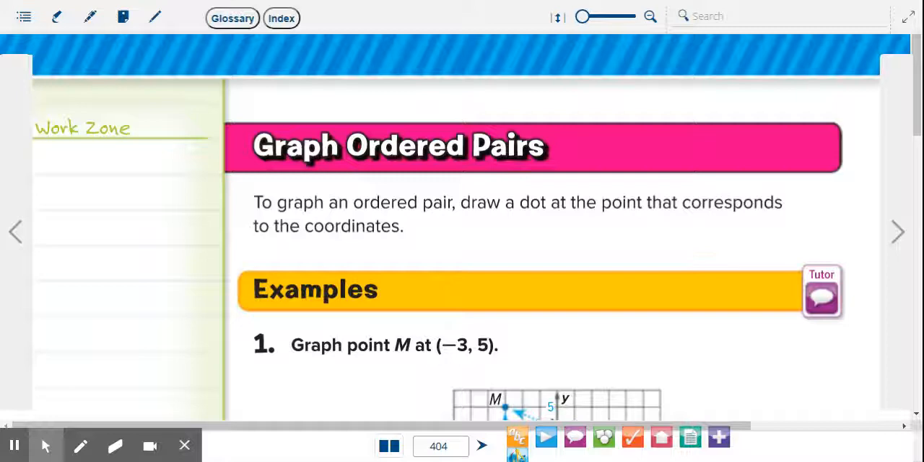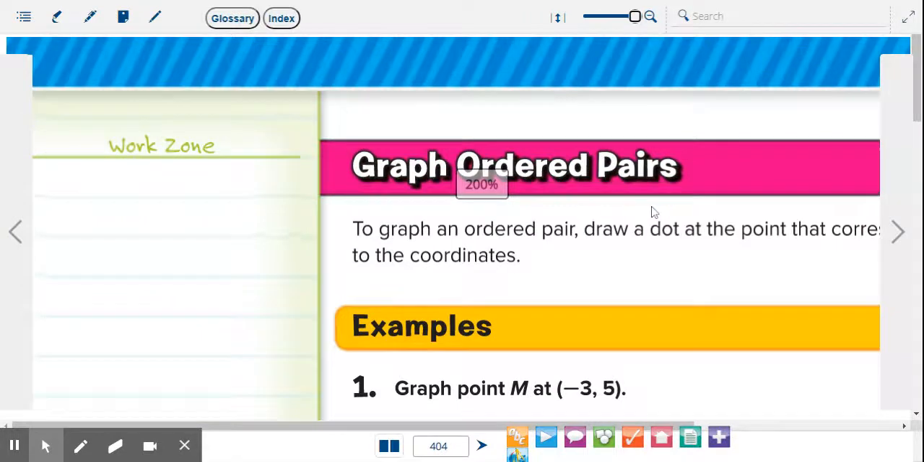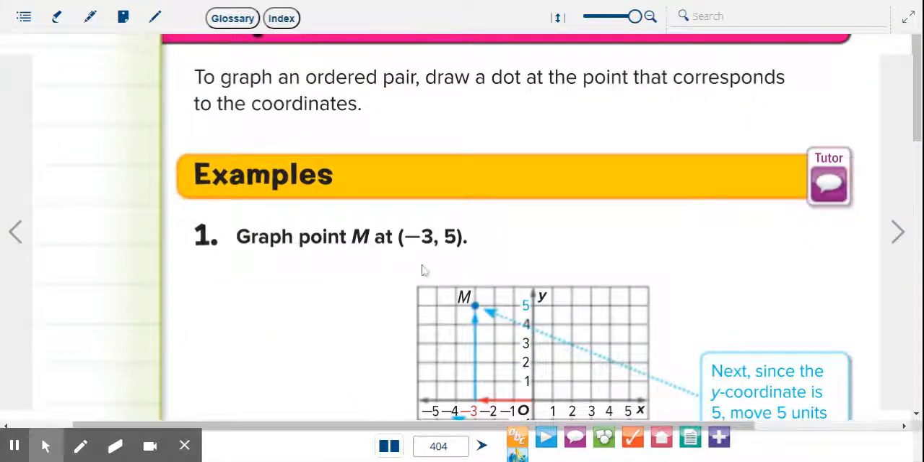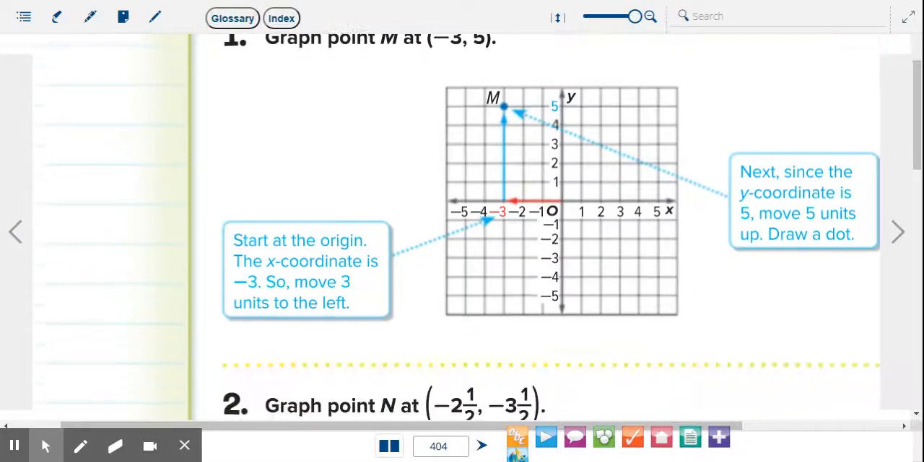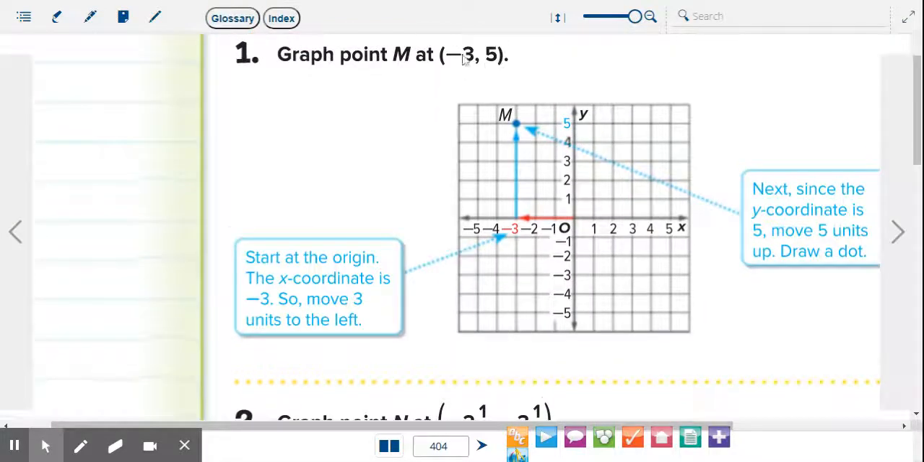Okay, so we're going to be graphing ordered pairs today, right? Kind of like what we did the other day. It's still the same coordinate plane. Nothing has changed. Your ordered pairs are still x, y, and you always start at 0, move along your x-axis, and then do the y. So it's like the alphabet. X always comes first.